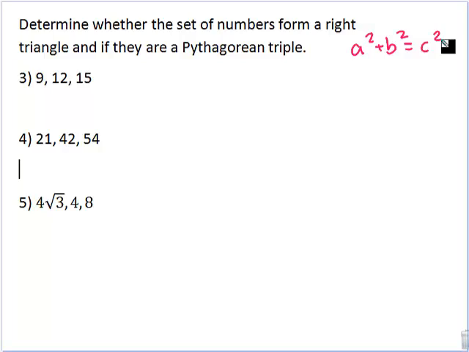So here the 3 sides are 9, 12, and 15. So how will we set this up? 9 squared plus 12 squared is equal to 15 squared. Now we have to see if this is true or not. So what's 9 squared? 81. 12 squared? 144. When we add those two together, what do we end up getting?